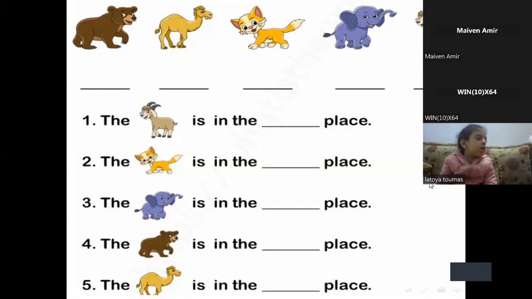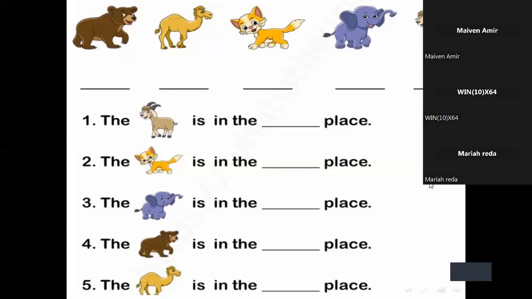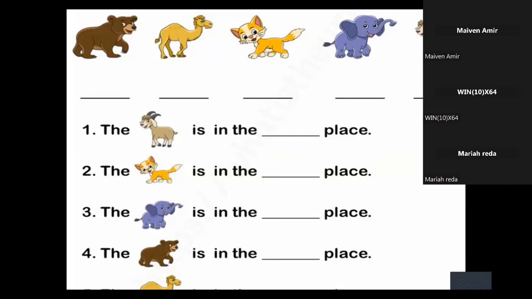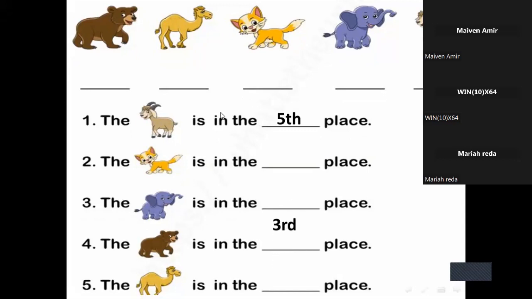Latoya, are you here? Latoya. Okay, unmute your voice. Latoya, unmute your voice, please. Quickly. Hello? Hi. I'm fine. Hi again. Okay, I'm gonna ask you about the place. Where is the place of this goat? You will start from here. Where? First. The goat. Good. Where? Fifth. Raise your voice. Fifth. Super. Excellent, Latoya. Thank you.